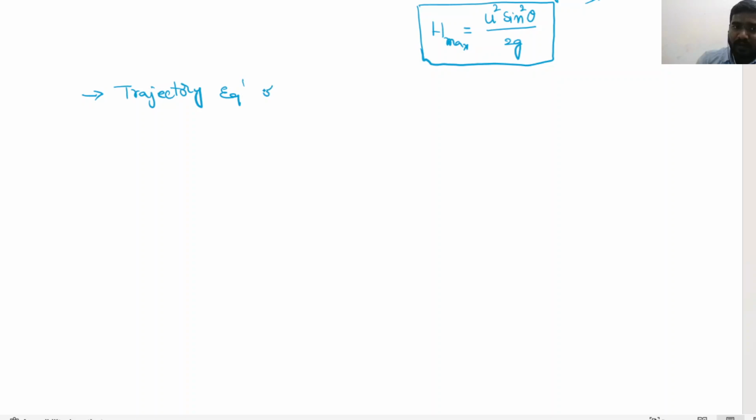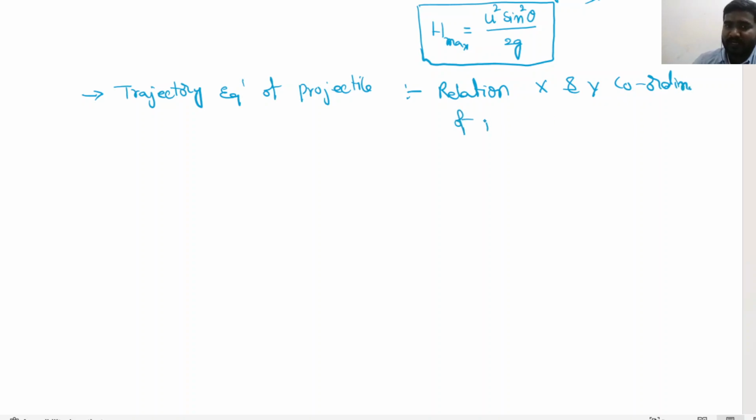Trajectory equation of projectile. The trajectory equation is just a relation between the x coordinate and y coordinate of the projectile. Relation between x coordinate and y coordinate of projectile.